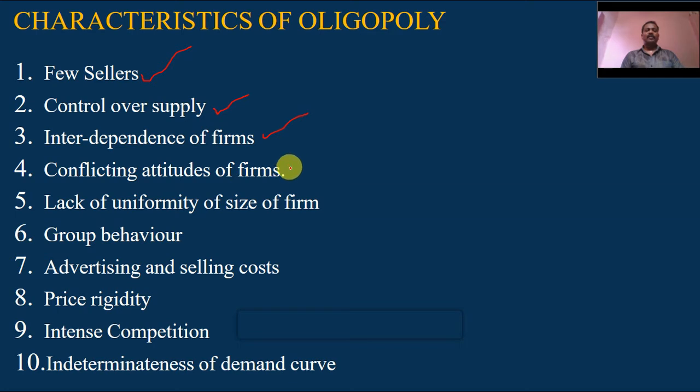Then another important feature is the conflicting attitude of the firms. Here the conflict under oligopoly is that the firms may realize the advantage of competition and even rivalry and decide to unite together to maximize their profits. But firms guided by individualistic considerations may continuously clash and come into conflict with one another. So this creates uncertainty in the market.